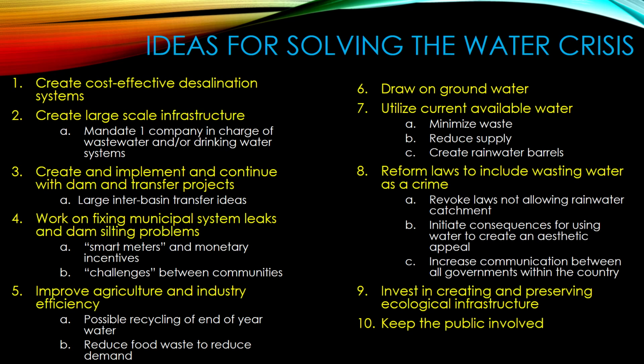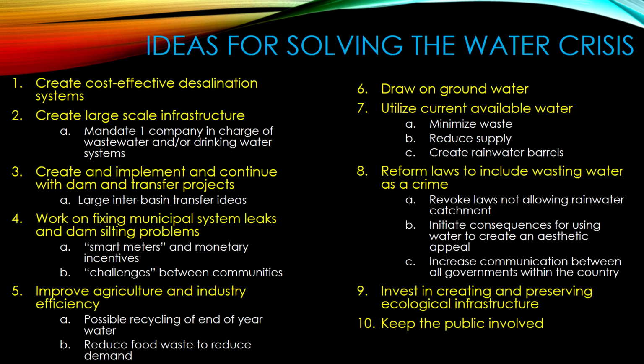Also reduce the supply. If people are forced to only have a certain amount of water supplied to them, then they're not going to use it for unnecessary things such as watering lawns and everything like that. And also, they want to create rainwater barrel catchment centers within provinces and within cities. So that'll be awesome. Another idea that needs to happen is reforming the laws to include wasting water as a crime.